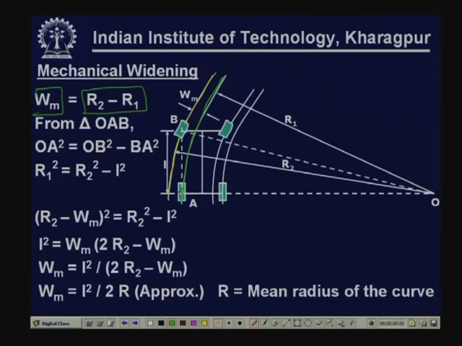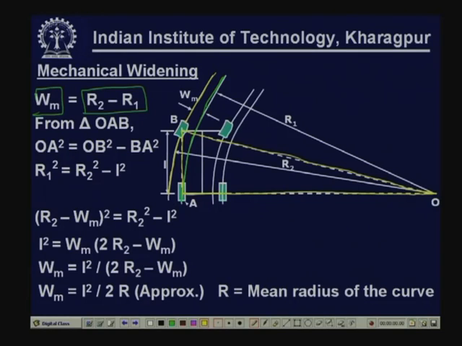Okay. Now, if we consider this triangle OAB, again shown by the yellow line. So, in this triangle, A is the position of the outer rear wheel, B is the position of the outer front wheel, and O is the center of the curve, then OA square is nothing but OB square minus BA square.